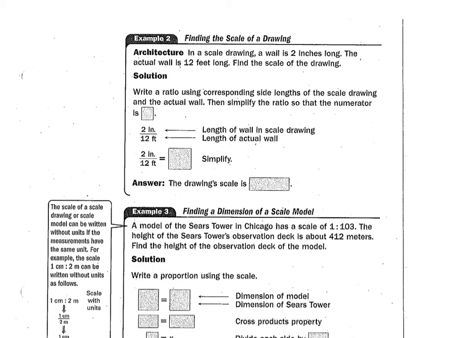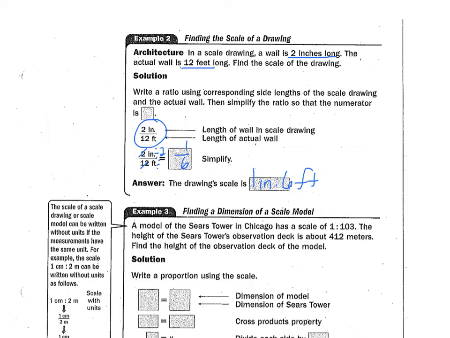Alright, an architect, it says in a scale drawing a wall is 2 inches long. The actual wall is 12 feet long. Find the scale of the drawing. We're going to put 2 inches over 12 feet, and all we have to do is simplify. Reduce, 2 goes into both of those, and we get 1 over 6, so it's 1 inch to 6 feet. Very important that builders know this.